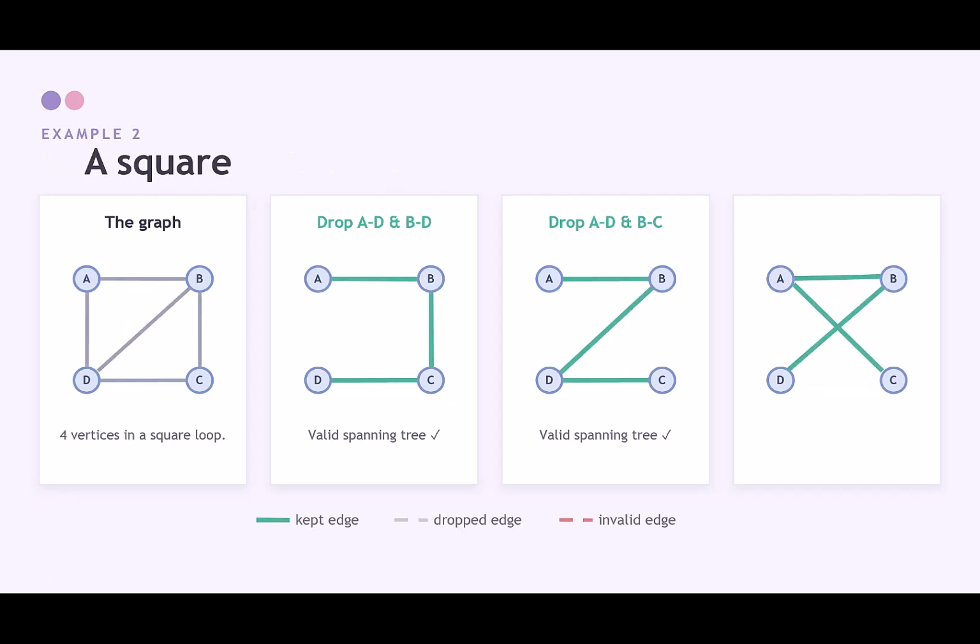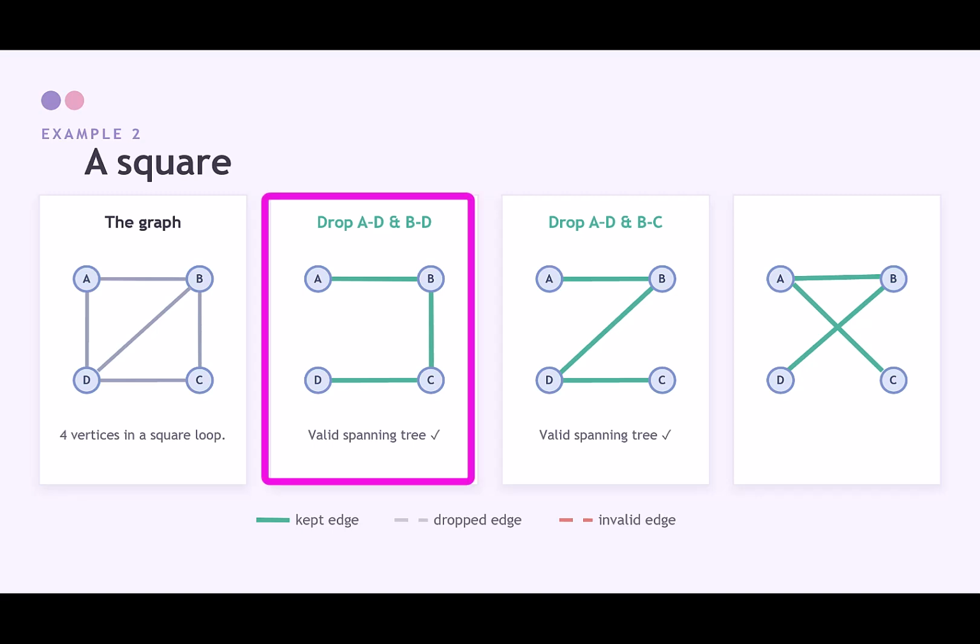If we make that bigger by forming a square with vertices A, B, C, and D that has outside edges of AB, BC, CD, and DA, and then an inside diagonal edge connecting B to D, we can look at a few spanning trees for this graph as well. Our original graph has 4 vertices and 5 edges. We only need 3 edges in our spanning tree, so we need to drop 2.